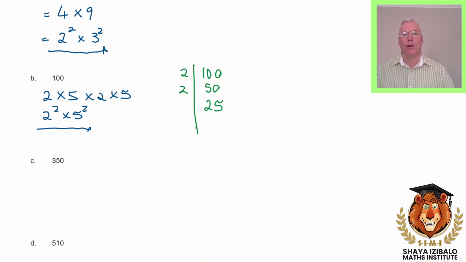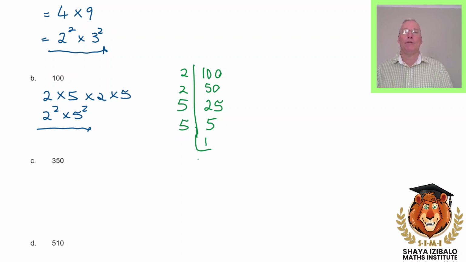Now, 25 is not divisible by 2. It's not an even number. Then we would check the next smallest prime number, which is 3. Doesn't work. Then we check the next smallest prime number, which is 5. It works. 5 goes into 25 5 times, and the prime number that goes into 5 is 5 as well, and we get a 1 here, and there's our prime factors. 2 lots of 2 times 2 lots of 5.